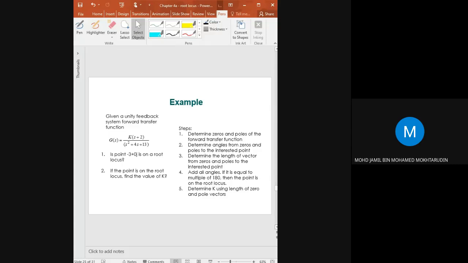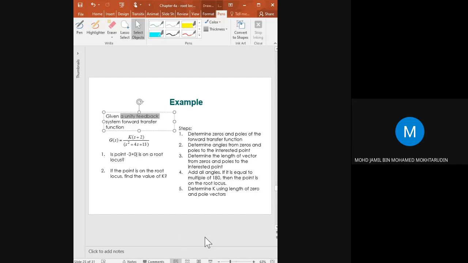So given a unity feedback system. Unity feedback is when H equals 1, okay? So sometimes in your test or in your final or quiz, the question only gives you the words unity feedback. So you need to be aware that unity feedback is when H equals 1, or the feedback has value 1, okay?